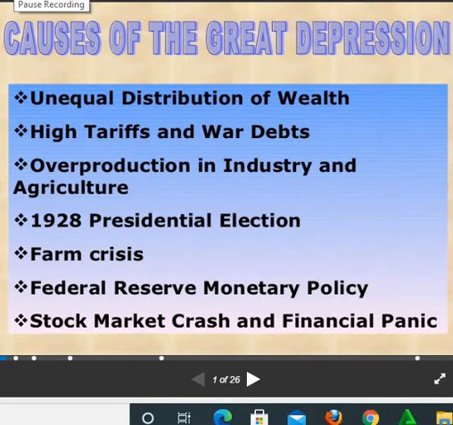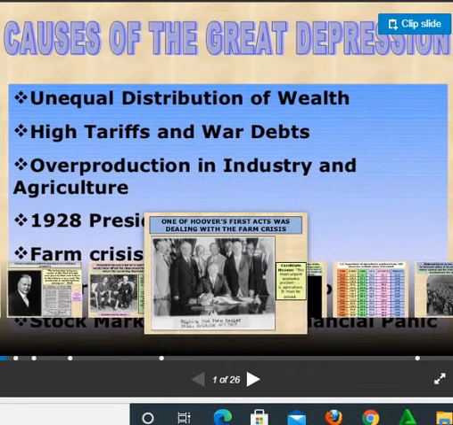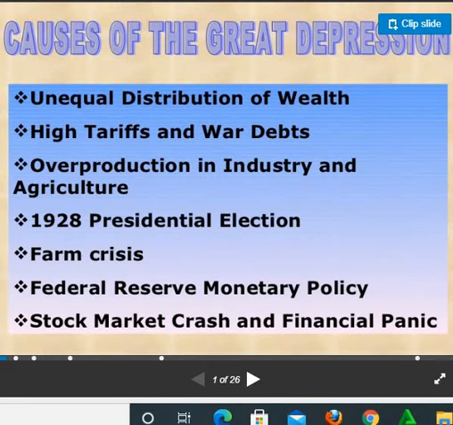Welcome to grade 9 Social Sciences History lesson. Today we are going to learn about the Great Depression. We are going to pay particular attention to the causes of the Great Depression. Here I've made a list of the most agreed upon causes of the Great Depression. But before we look into the causes, we are going to define the Great Depression.